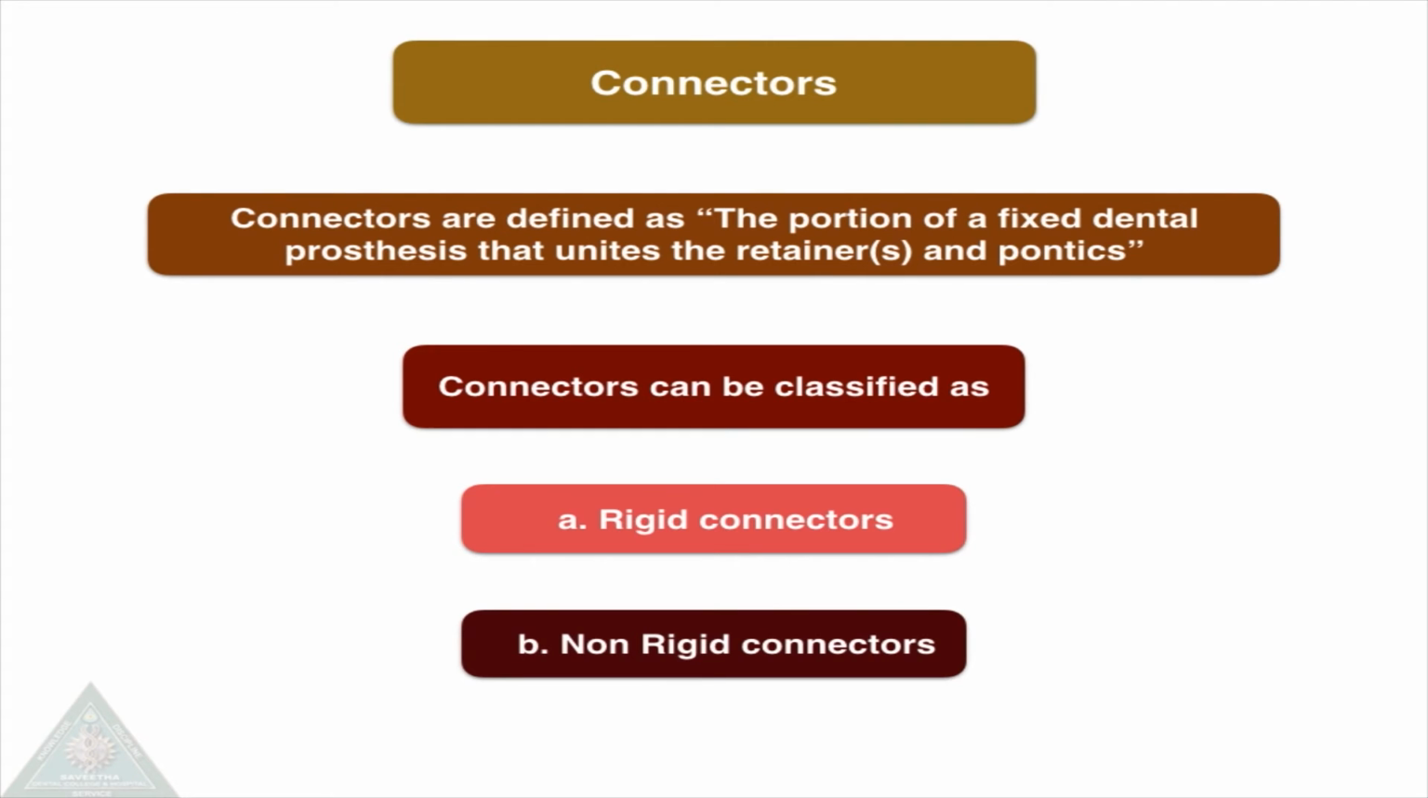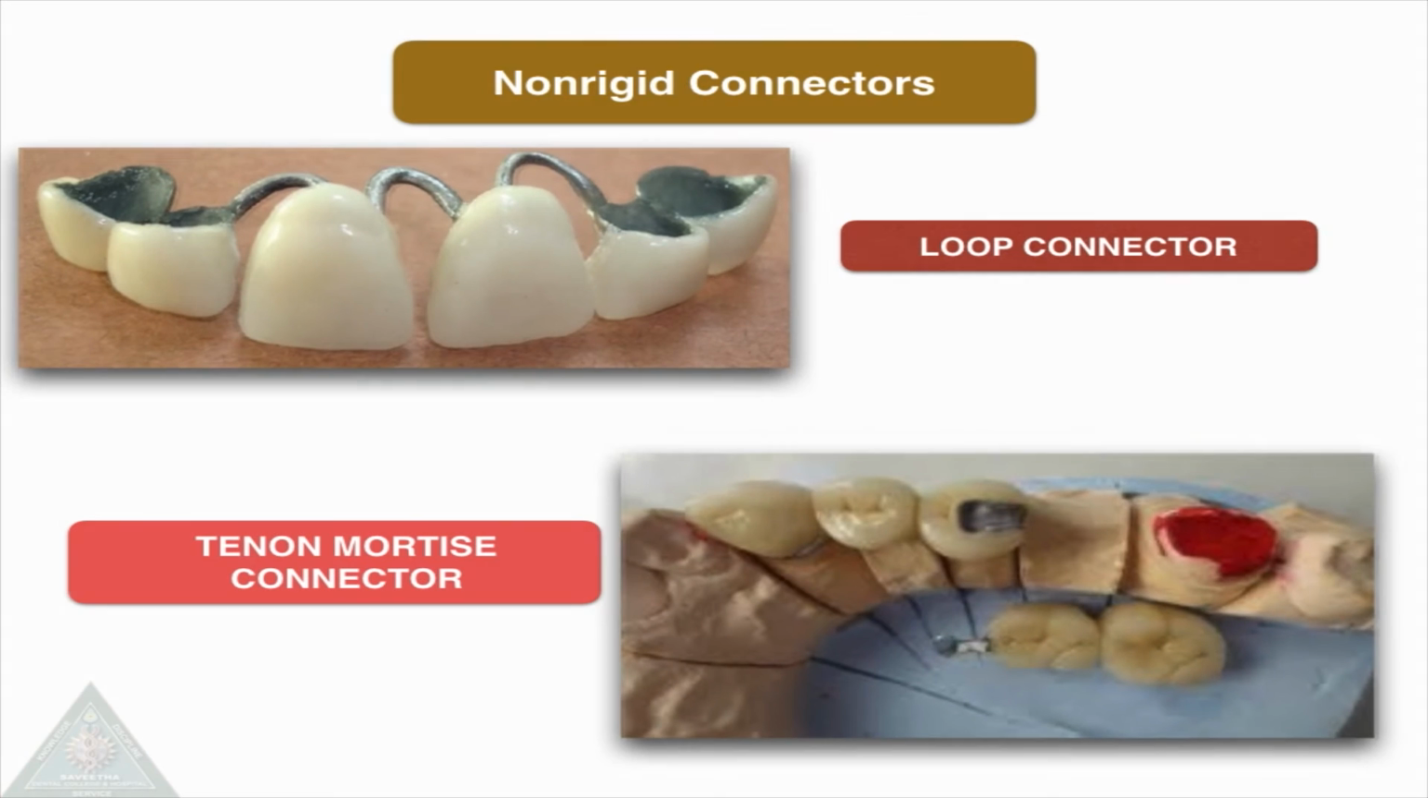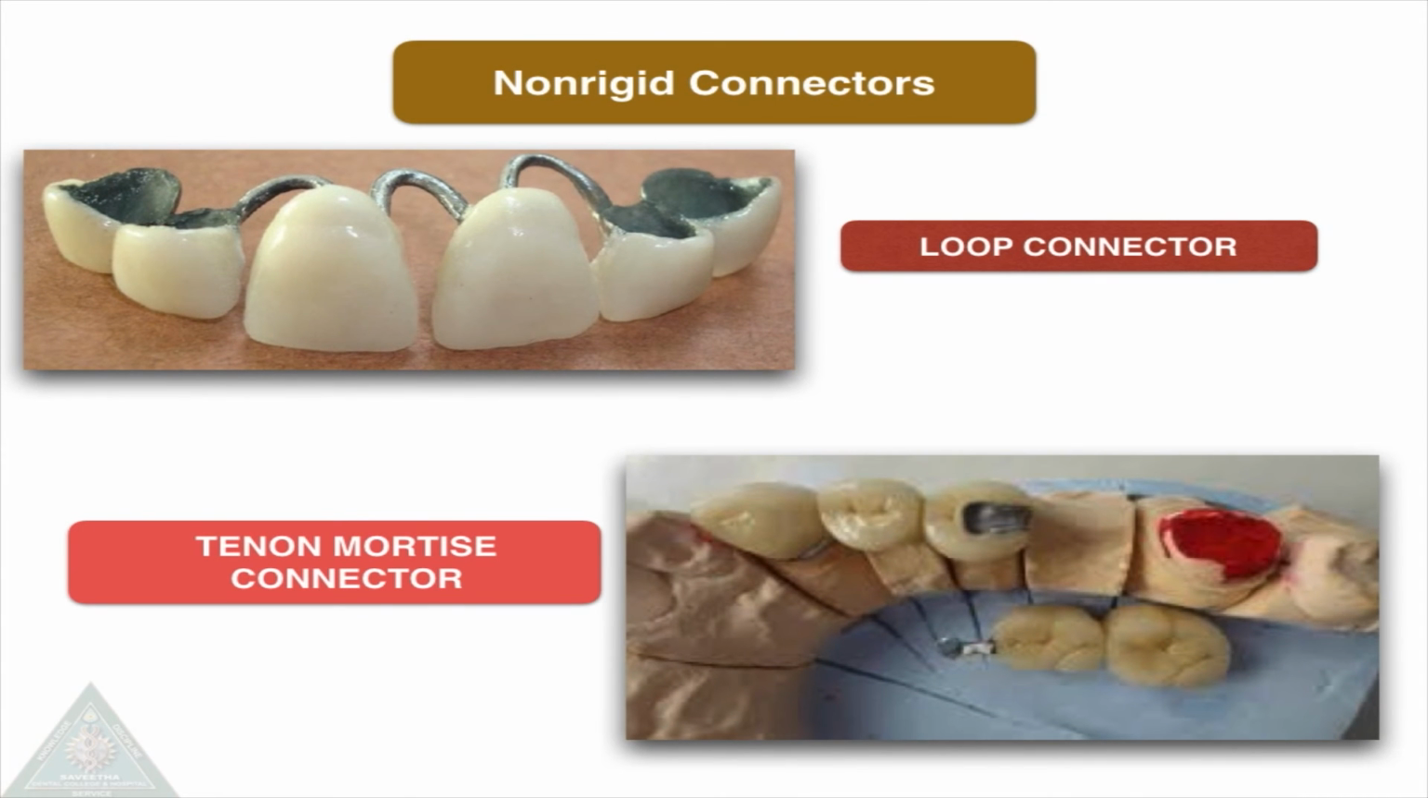Connector is nothing but a joint between the pontic and the retainer. Connectors can be classified into two categories, namely the rigid connectors and non-rigid connectors. A rigid connector is the one which does not permit any movement between the pontic and the retainer. The joint is very intact here. In a non-rigid connector, the joint permits a little bit of movement between the pontic and the retainer.